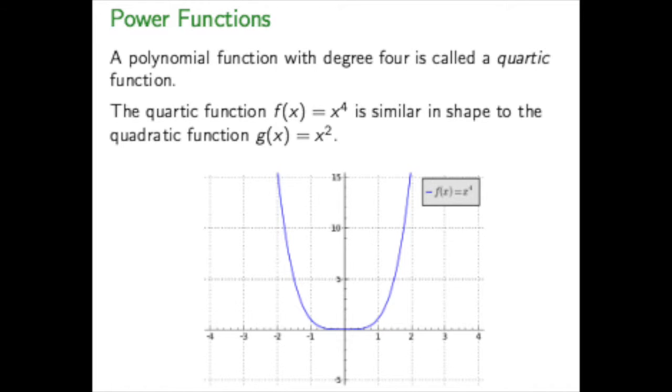Power functions. A polynomial function with a degree 4 is called a quartic function. The quartic function f(x) equals x to the power of 4 is similar in shape to the quadratic function we all know, g(x) equals x to the power of 2, and it's illustrated below.